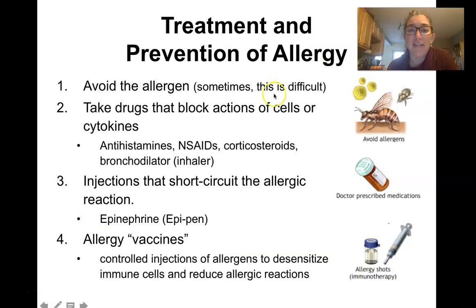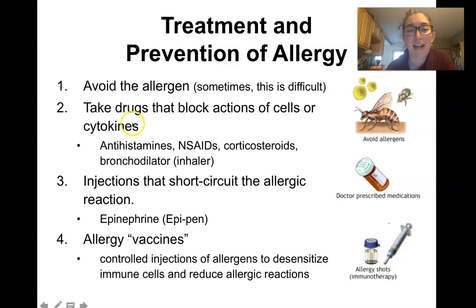Treatments for allergies, some of them we've already talked about. The first treatment is prophylaxis. In other words, try to avoid the allergen. Sometimes this is possible. If you're allergic to dogs, don't get a dog. If you are allergic to bees, try to avoid bees. Try not to anger bees. Don't go bashing beehives or anything like that. But sometimes, you still get stung even despite your best efforts. And sometimes you can't avoid things like pollen.